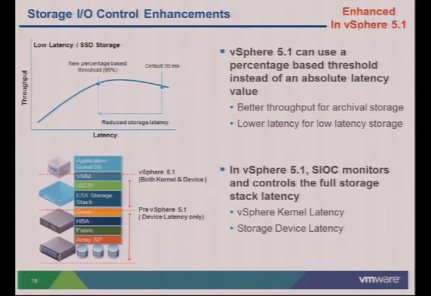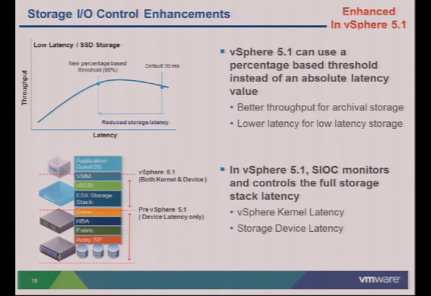Now with storage I/O control in 5.1, we can set not a millisecond value, but actually a throughput percentage value. So we can say we want 90% of the total amount of throughput that that device can handle. We want you to start kicking in at the 90% level. And it'll automatically determine where that 90% value is in terms of latency, so you can get the best latencies from that storage device without sacrificing throughput from it.